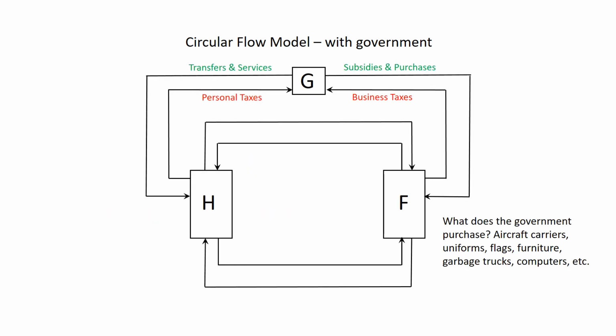But notice that this line from the government to the firm is also labeled purchases. What does the government purchase? Well, it'd be much easier to explain what the government doesn't purchase. The government purchases equipment with which to provide public goods like national defense and safe streets. The government buys jet planes from Lockheed Martin, firearms from Smith & Wesson, garbage trucks from General Motors, police cars from Ford, computers from IBM, and so on.